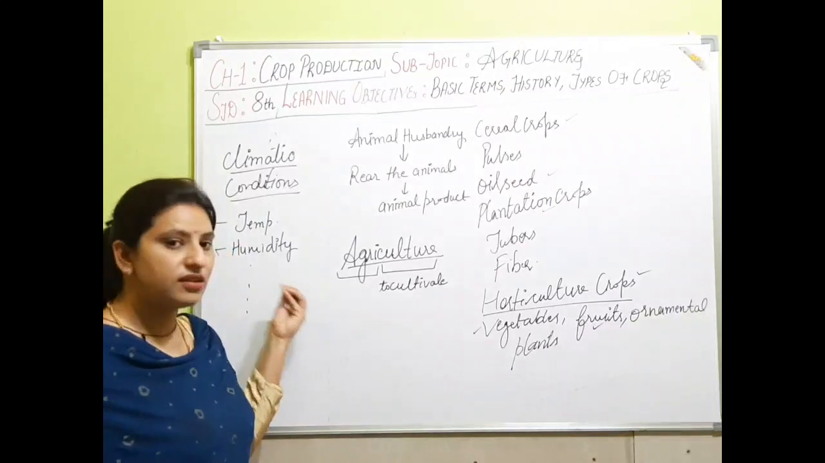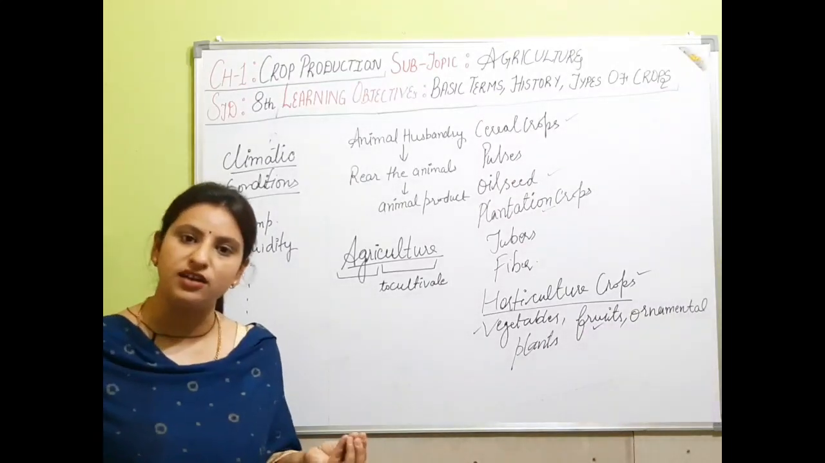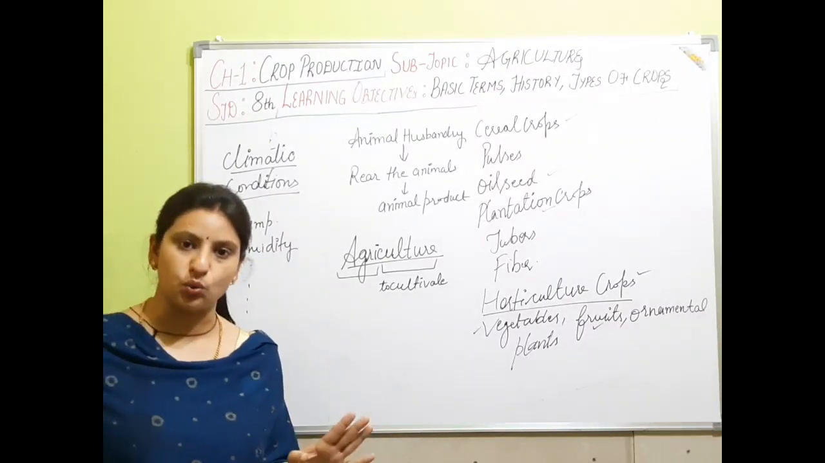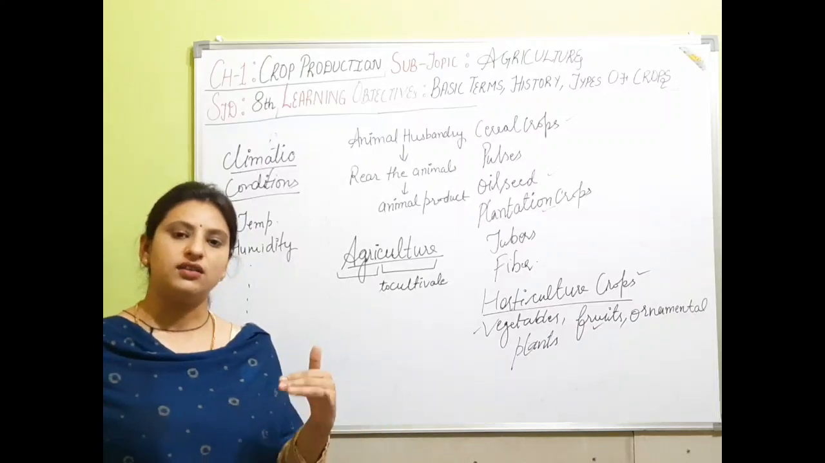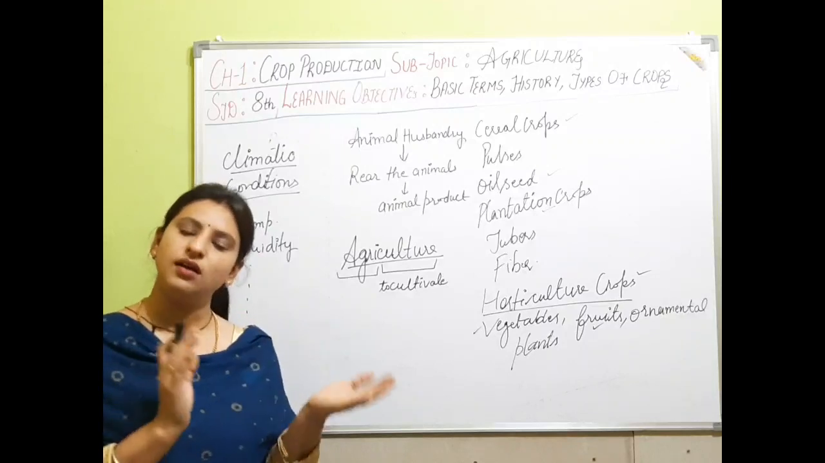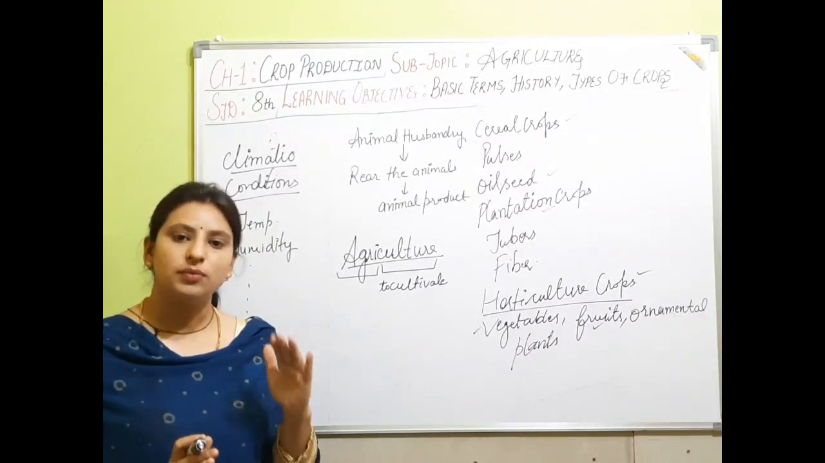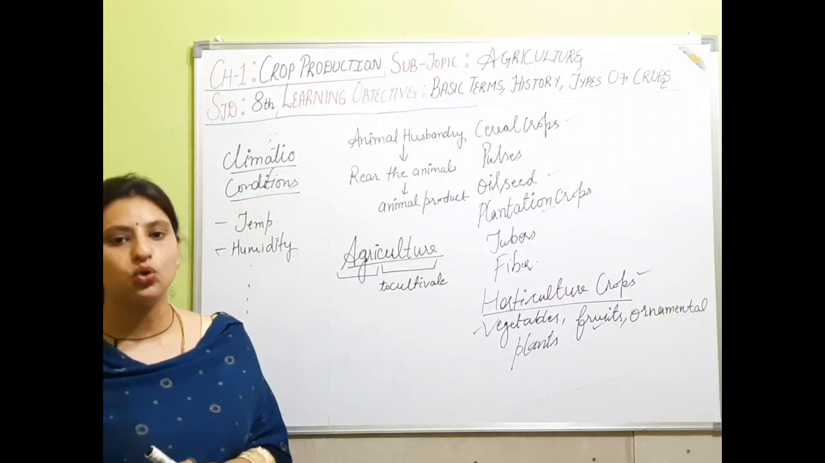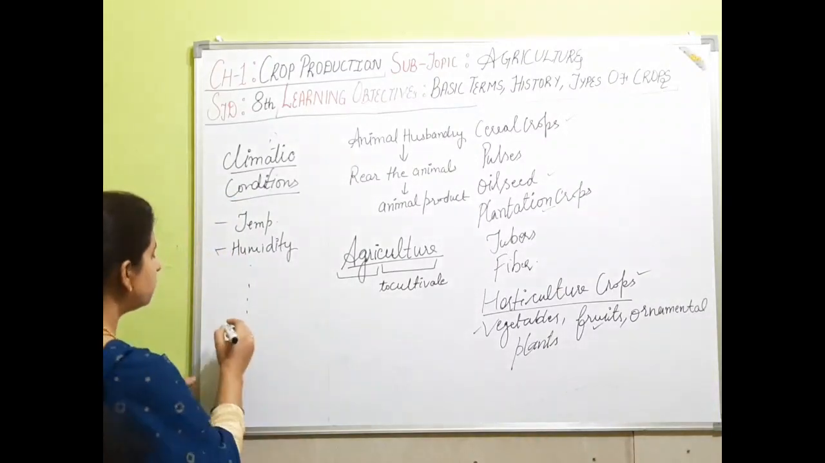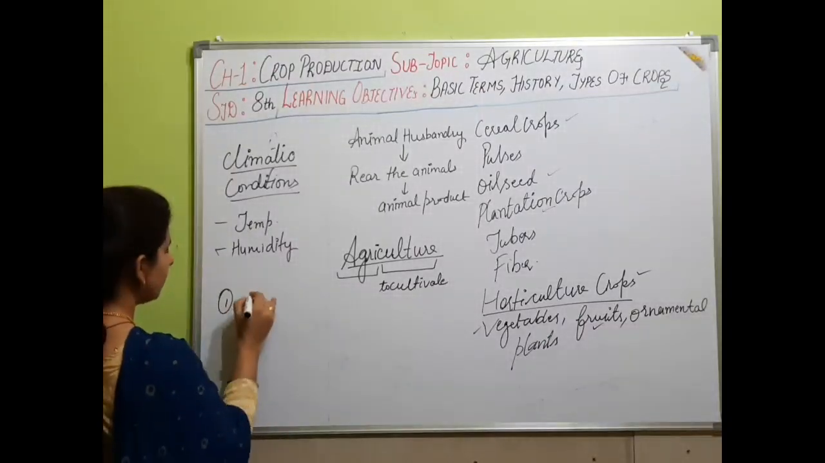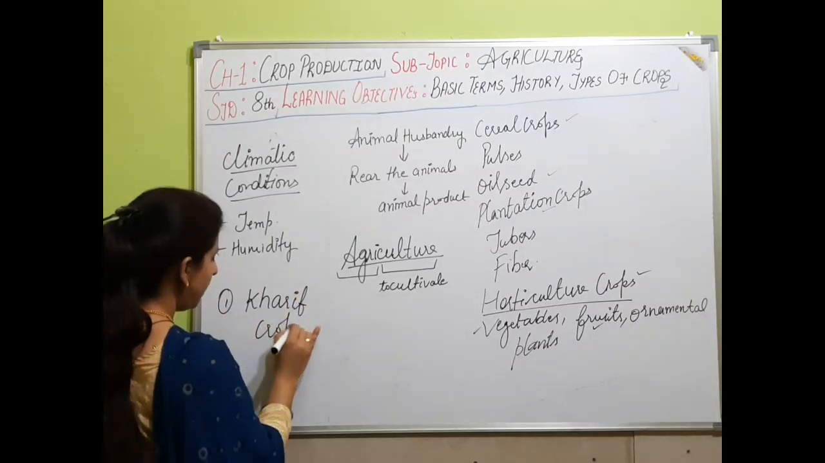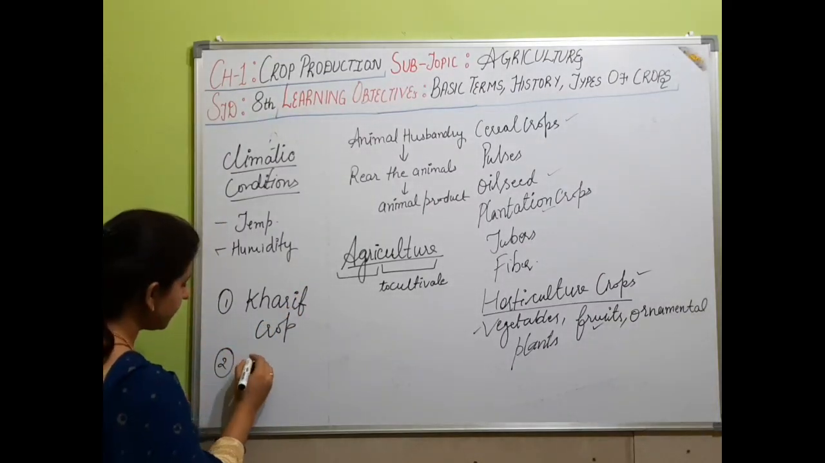So on the basis of the fact that we have different types of climatic conditions, we can go for three types of crops. Mainly there are two types, and the third is just in between the first two. So on the basis of climatic conditions, mainly two types of crops are grown in India. The first is the Kharif crop, and the second one is the Rabi crop.